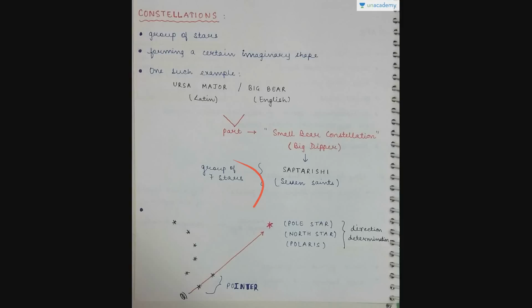It is easily traceable in the night sky. You can ask your elders also. You can see them yourself also. This is a group of 7 stars. Now, suppose you look through these two stars in line, they are known as pointer stars.